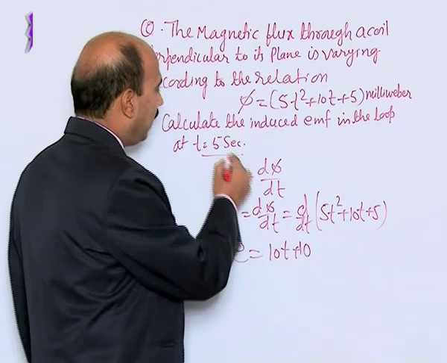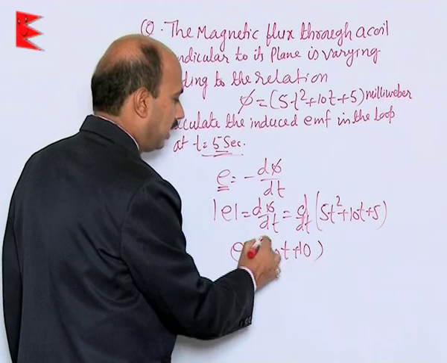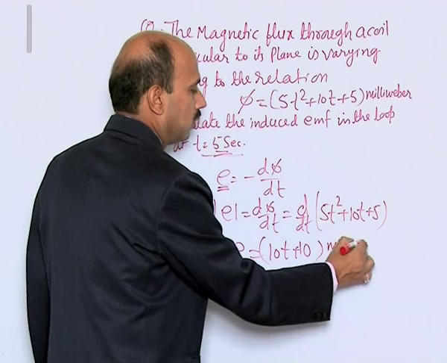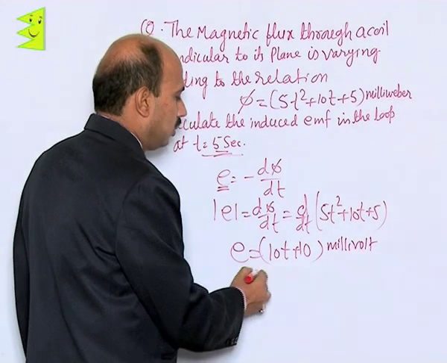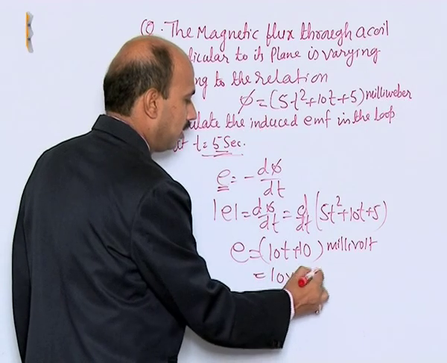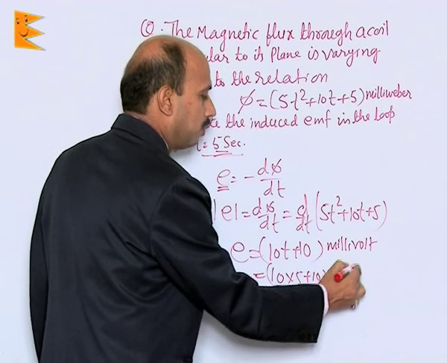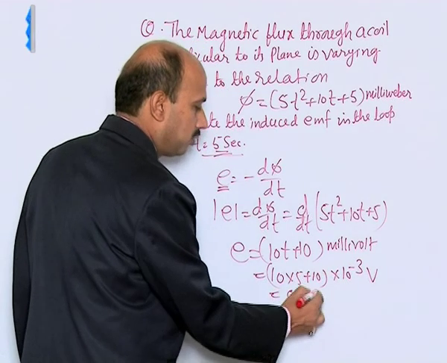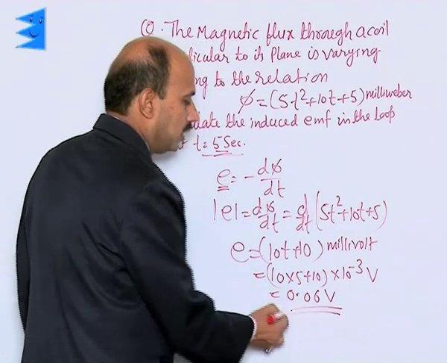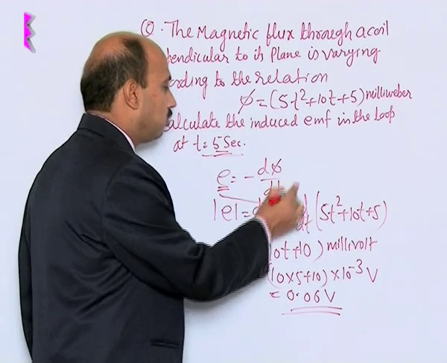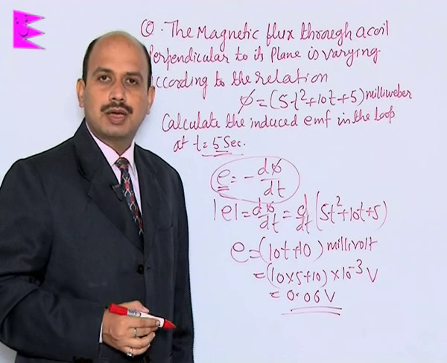Now, put the value of t is equal to 5 seconds, and here you will be getting millivolt. So, we can write here 10 into 5 plus 10, into 10 raised to power minus 3 volt, and that will be 0.06 volt. So, this is the induced EMF. So, basically this question is based on Faraday's laws of electromagnetic induction.